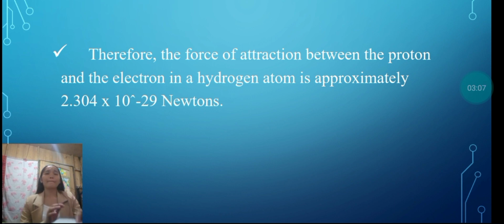Coulomb's law is important because it helps us understand and quantify the force between charged particles. It is a fundamental principle in electromagnetism and provides a mathematical relationship between the amount of charge on two objects and the distance between them. And that's all.